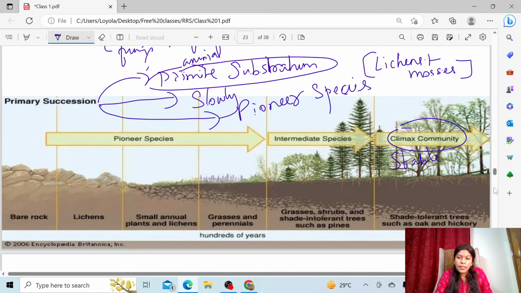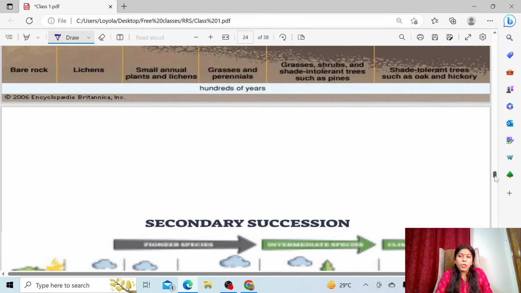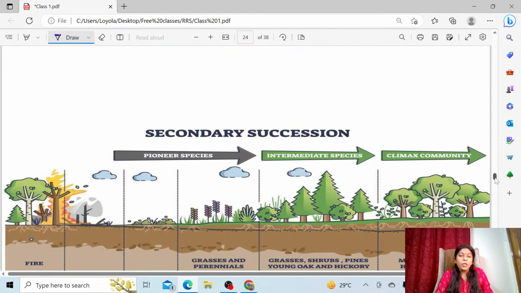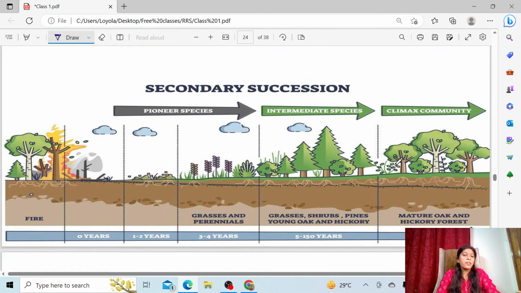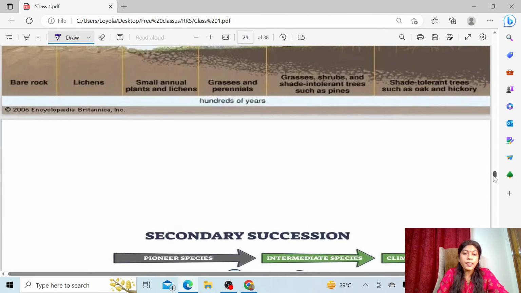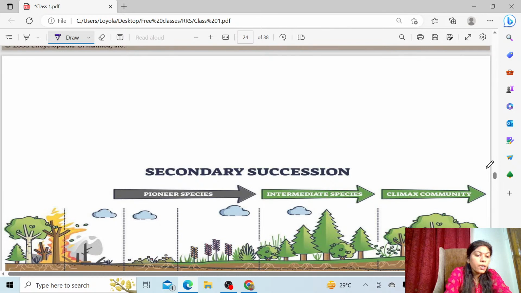Come to the secondary succession. So this is primary succession. So what is secondary succession? For example, there is a forest, already there is a forest, but now fire has happened. I already told you fire will burn out everything. Now there is barren land, but there is soil. You know, in the primary succession, there is no soil at all. But in secondary succession, the conditions are like this.